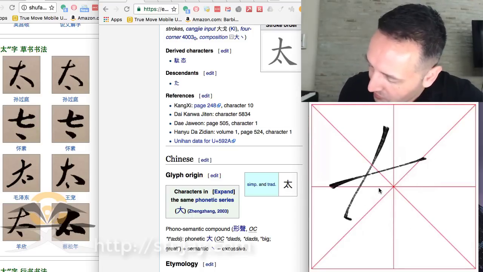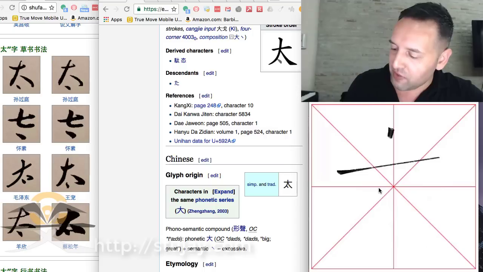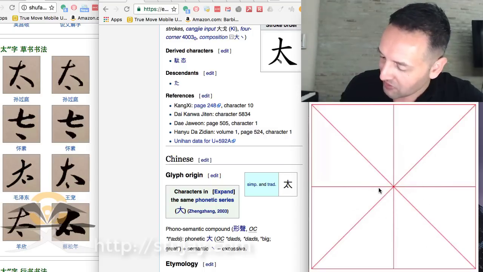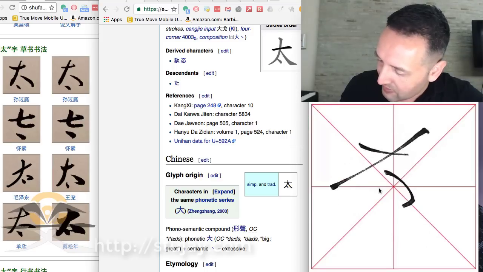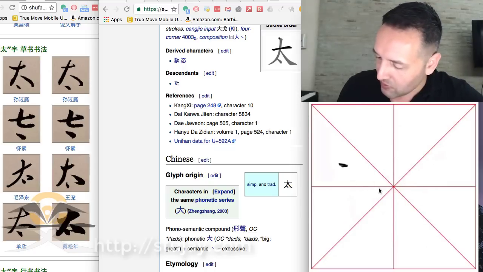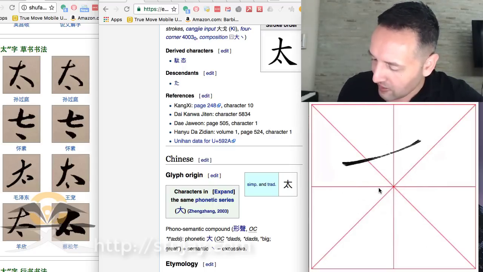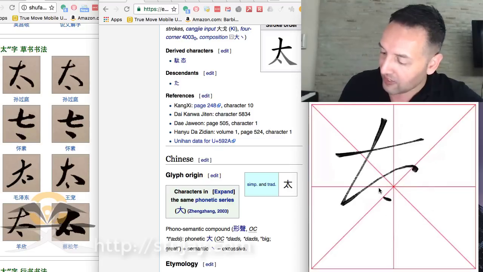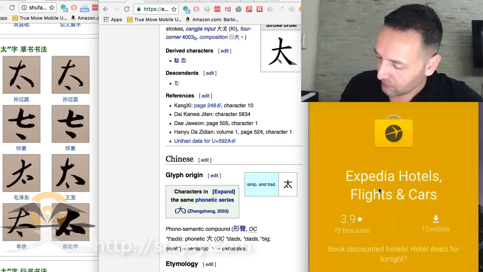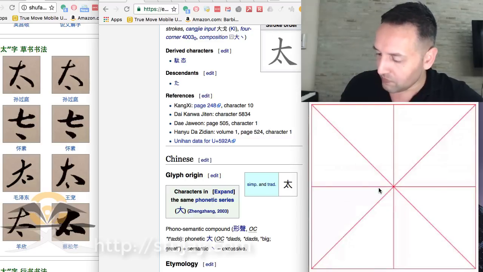So watch this. Now in the tai, we have a ta and then we have a dot in there. Watch this transmutation. Da, and then the dot. Da, dot. And that's where we get tai.